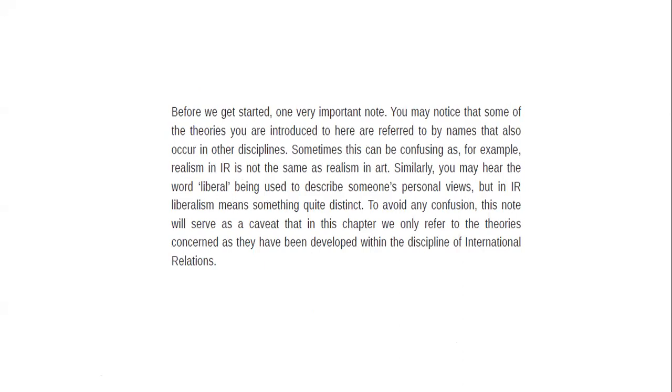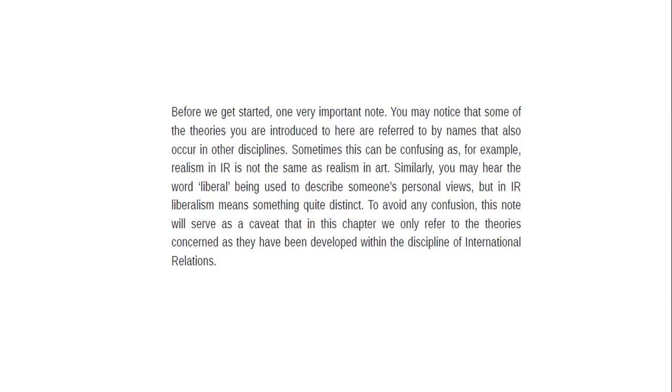Before we get started, one very important note here. You may notice that some of the theories you are introduced to here are referred to by names that also occur in other disciplines or studies. Sometimes this can be confusing, as for example, realism in IR is not the same as realism in art. So don't be confused about the two.